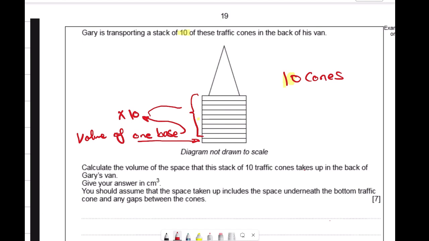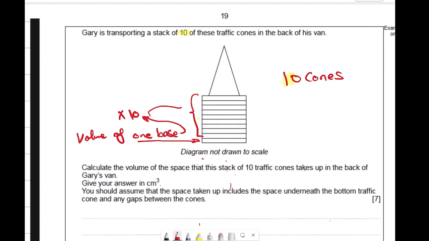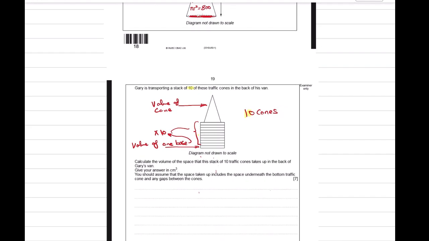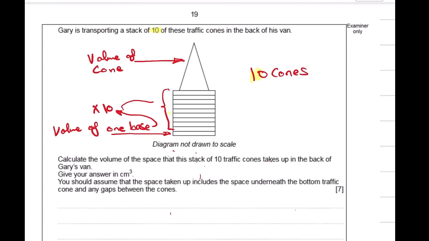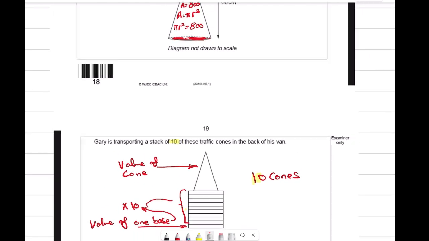And then we can calculate the volume of the cone. Once you get the volume of the cone and the volume of the whole 10 stacked together, we can calculate the total volume that's being asked for. So how do we start this one? We mentioned here that we have to calculate the volume of one base.